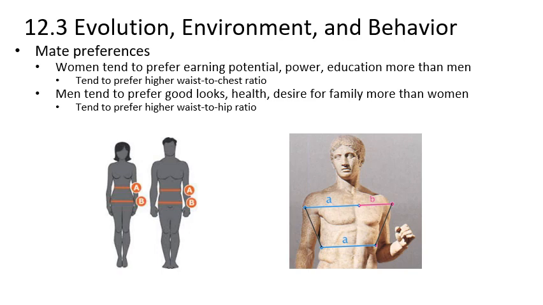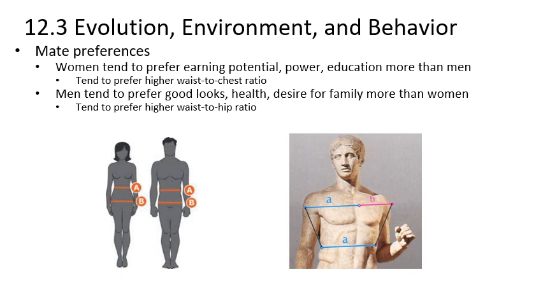Mate preferences also appear to be evolutionarily guided. Women tend to prefer earning potential, power, and education more than men prefer that, which people have suggested may be due to gender roles that existed throughout the evolution of humans, where women wanted a man who is likely to be able to support offspring. They also tend to prefer higher waist to chest ratios, which is also associated with testosterone and possibly higher fertility. Men tend to prefer good looks in women, health, and tend to prefer women who desire family.